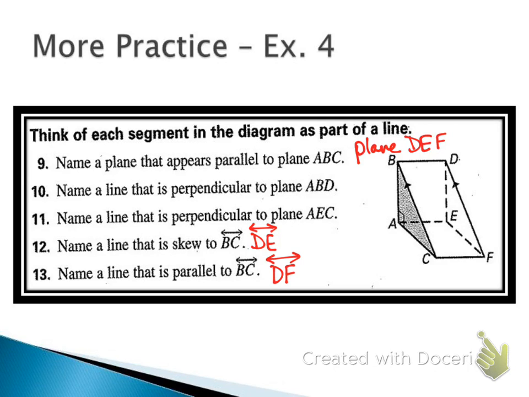Would BA work? Would what? BA. BA would not be skew to BC. They have a point in common, B. That means that they cross. Okay. We're talking about number 12. We're not going in order. We're letting people pick which one they want to answer. So on number 11, our options would be lines AB and DE to be perpendicular to plane AEC. Last one, Kiatha. A line perpendicular to plane ABD. So our options on that one would be like AC or EF.